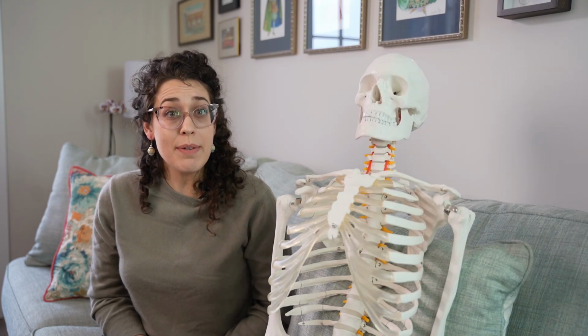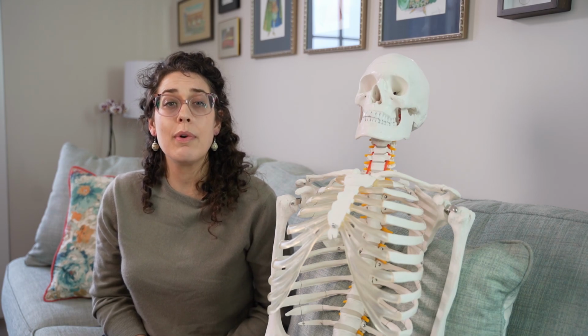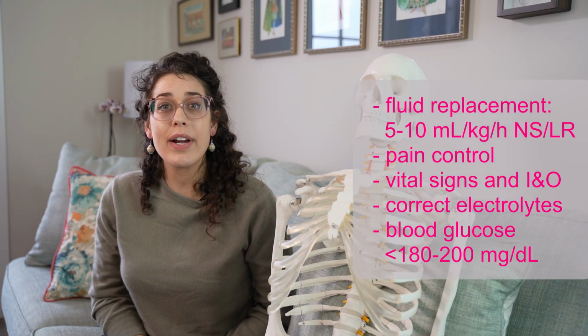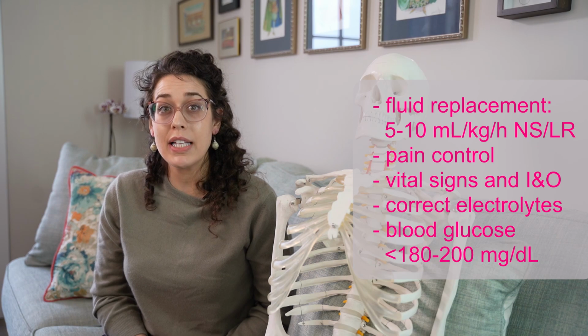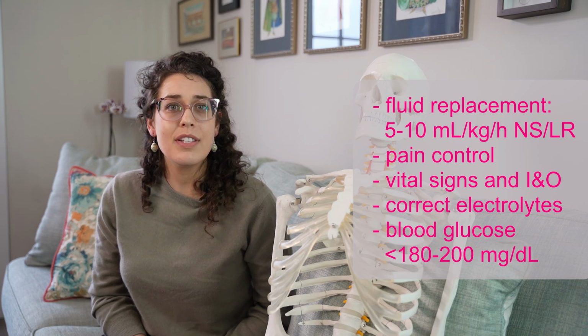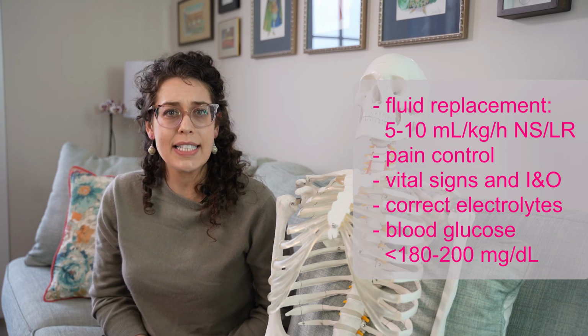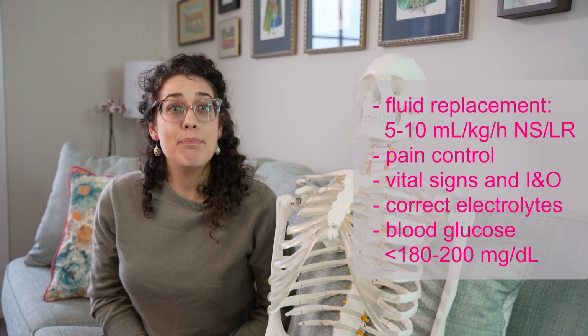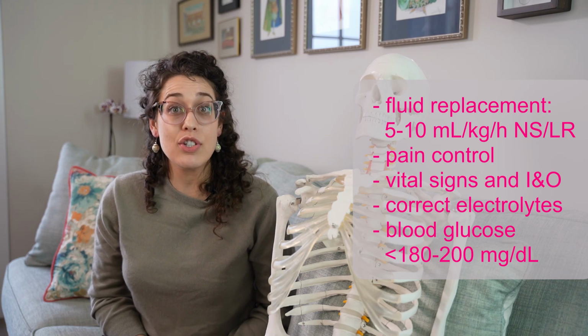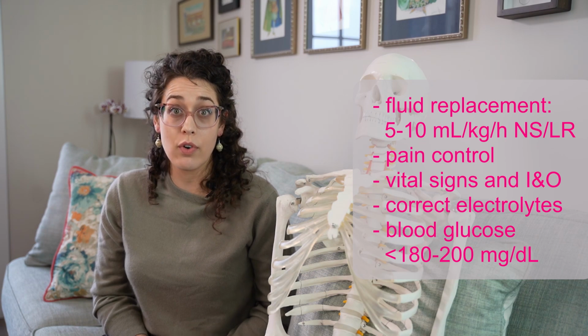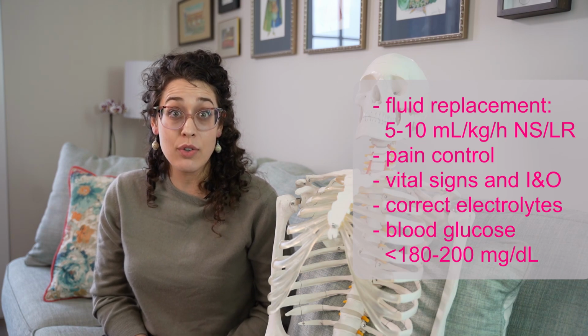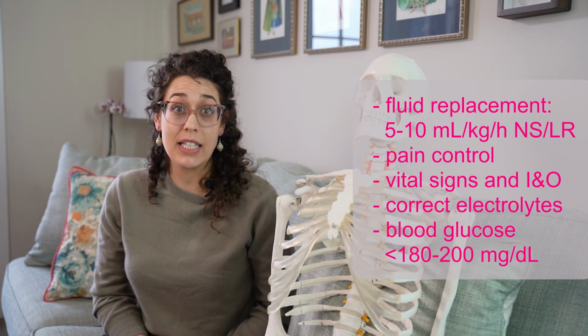Initially, for treatment, we want to start with fluid replacement. We will hydrate at a rate of 5 to 10 milliliters per kilogram per hour of something like normal saline or lactated ringers. It is important that we hydrate in the initial stages in the first 12 to 24 hours, as this helps decrease morbidity and mortality.